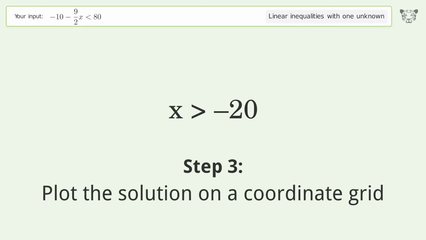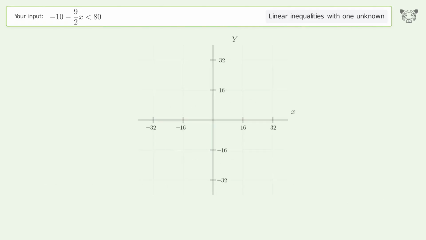Plot the solution on a coordinate grid. And so the final result is x greater than -20.